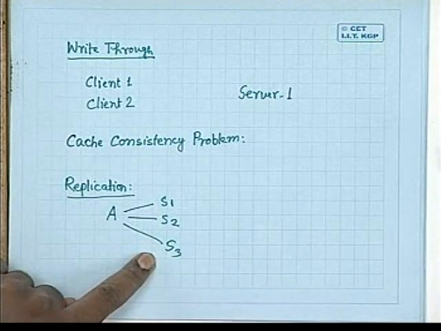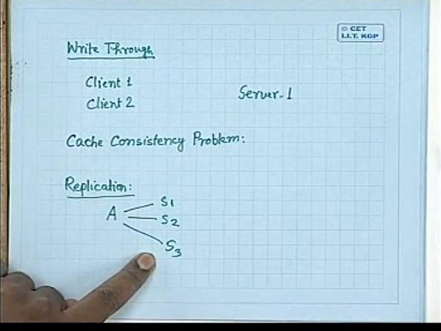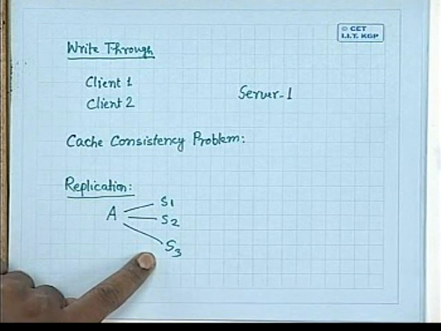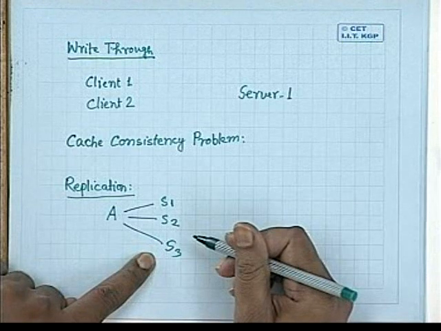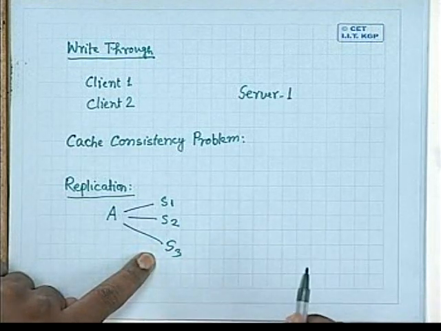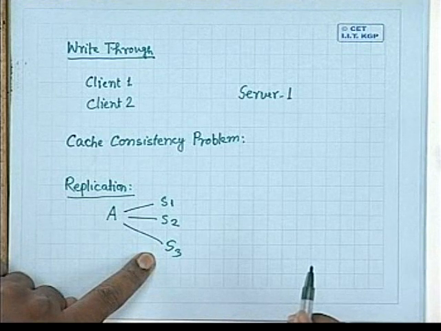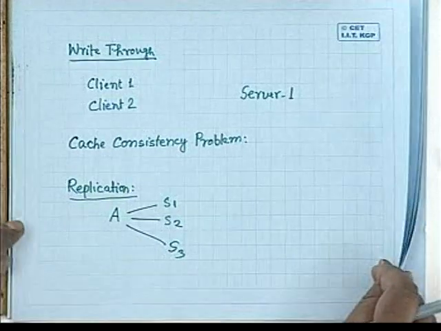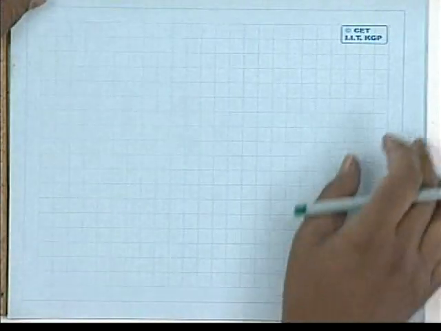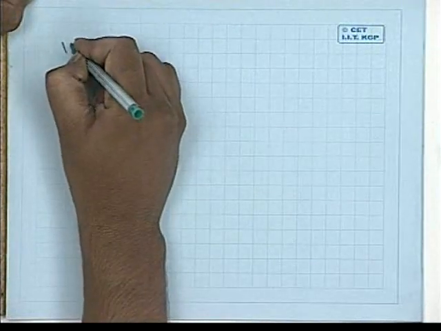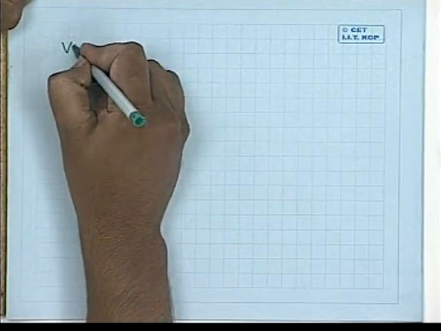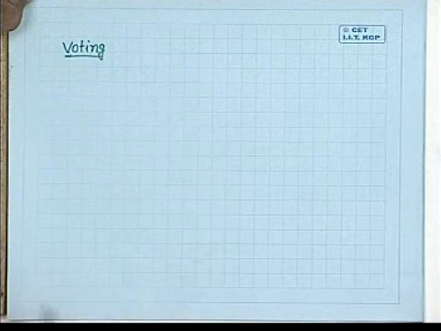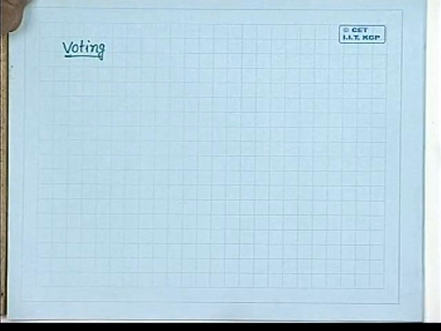Now, when you go for this replication, there is an associated problem. That is, whenever a file is modified or updated, that modification has to be made to all the copies of the same file. Okay, so that is again a costly process. So for this updation in case of replication, there are various ways in which this can be done, but the popular method is what is called a voting mechanism. Now, what is this voting?